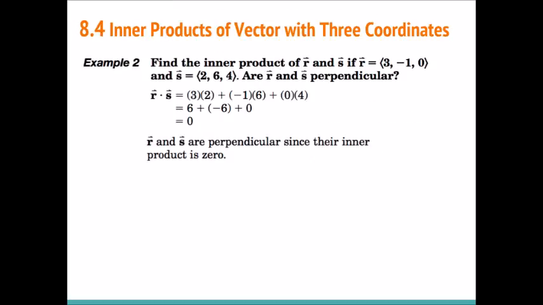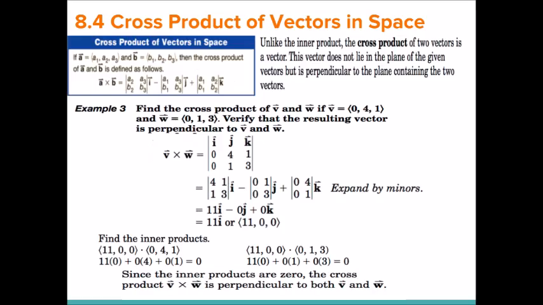Okay, so example number 2 is find the inner product of vector R and vector S if vector R equals 3, -1, 0, and vector S equals 2, 6, and 4. Are vector S and vector R perpendicular? So we're going to multiply 3 times 2 plus -1 times 6 plus 0 times 4. And we get 0, so their inner product is 0, so they're perpendicular.